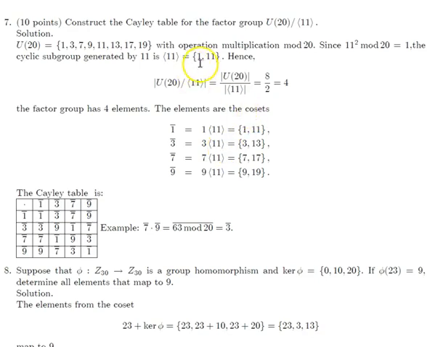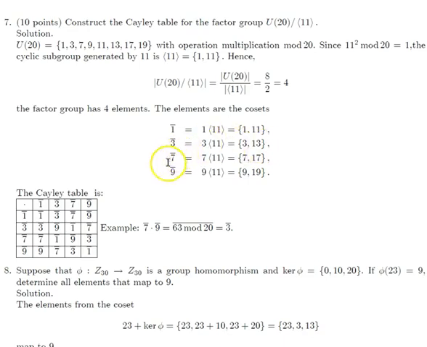Multiply each of the numbers in the subgroup by 3. You'll get 3 and 33. But 33 must be reduced mod 20. So it is 13. So in this coset we have 3 and 13. To get another coset, we pick a number from U20 that is not here and not in the second coset.